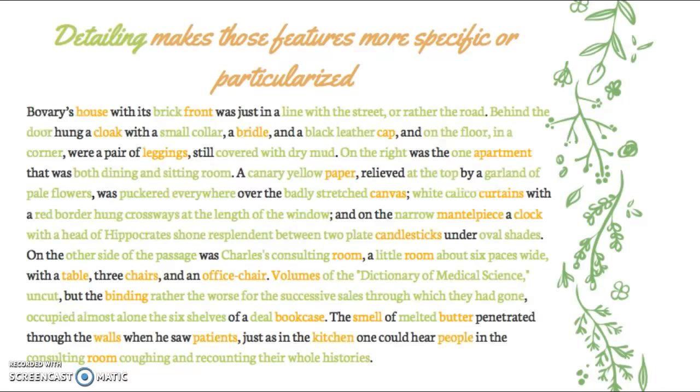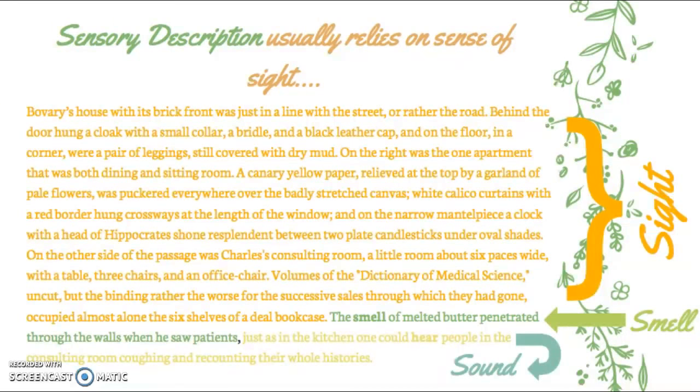You can have whole phrases that help the reader understand more about what you're describing. Sensory description is part of detailing, but most of the time when we're talking about detailing, we're thinking about visuals, visual senses. So it usually relies on the sense of sight. Here you can see the whole first yellow chunk of the paragraph is all about sight details.